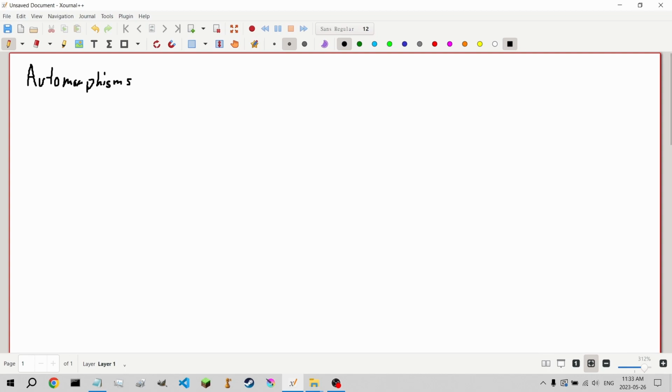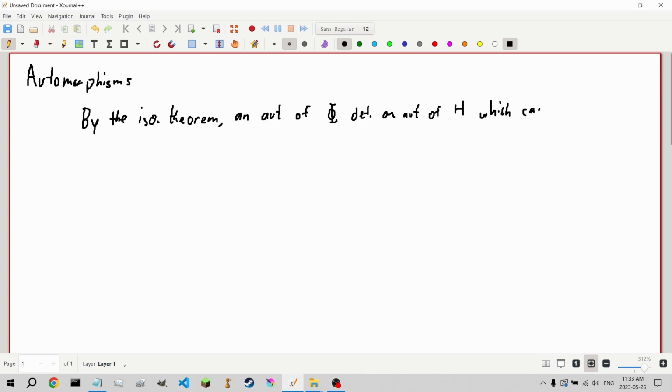An automorphism, by the isomorphism theorem, our results from last time. An automorphism of our root system determines an automorphism of our maximal toral subalgebra, which can be extended to our entire space.